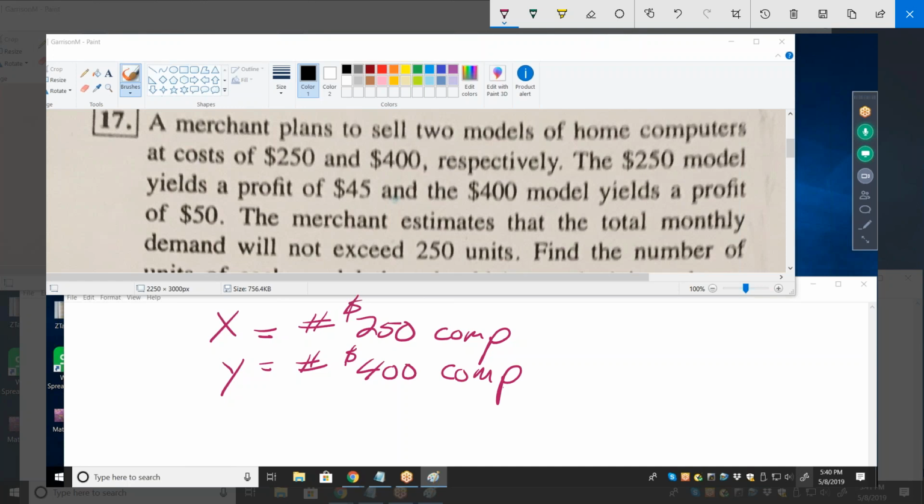Now, let's talk about the objective function, because what it wants to know is how do you maximize your profit, right? So we need a profit function. We'll call it P. What is the profit function?